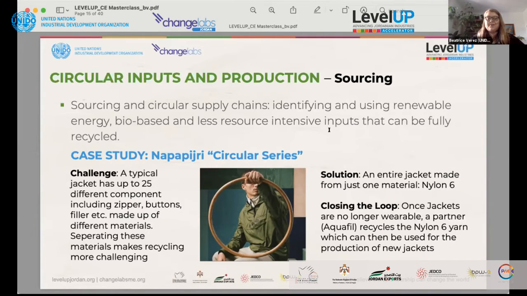But again, as I was saying before, the importance of partnerships, because it is unlikely that companies, including Napapiri, have the technology to do the recycling in-house. So they're working with a partner who is the one who has the technology to make this happen, and that is how they've closed the loop.